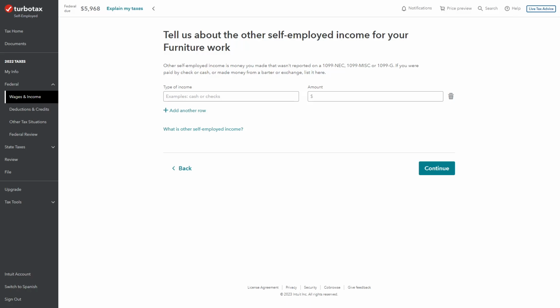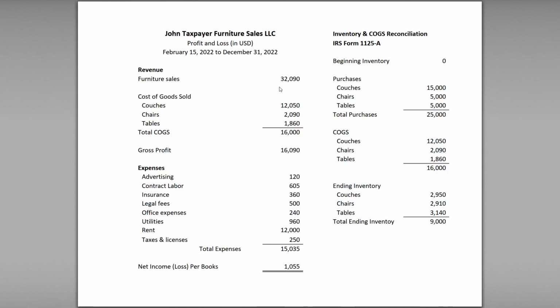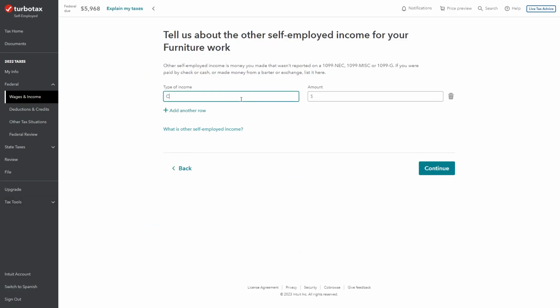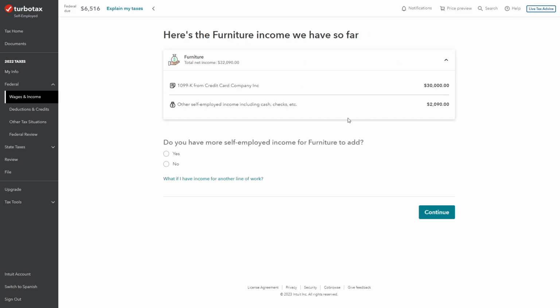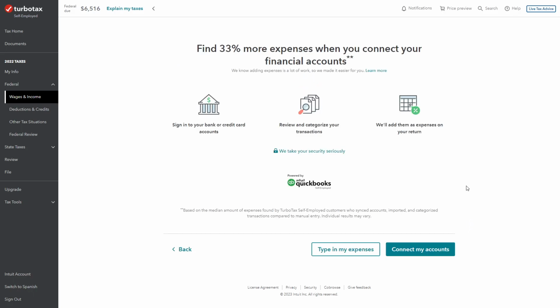So if we have a look at John's financial statements again, remember total sales $32,090, and $30,000 of that we've already recorded because it came through on the 1099K. So the remaining sales, $2,090, those are the cash sales, right? So we can do cash sales, $2,090. And so once we get this entered, now the full amount of income reported on the Schedule C is going to be $32,090, right? So that matches what we have on our financial statements, all right? So now it's asking, do we have any more gross income to add? And no, we don't. We've entered both amounts, so we're good to go on that front.